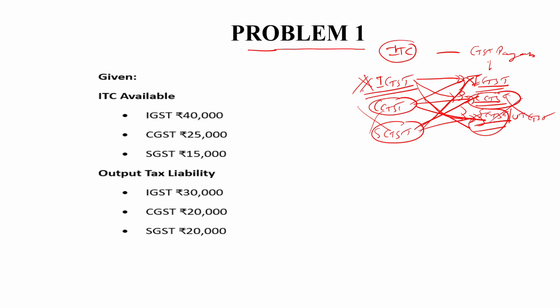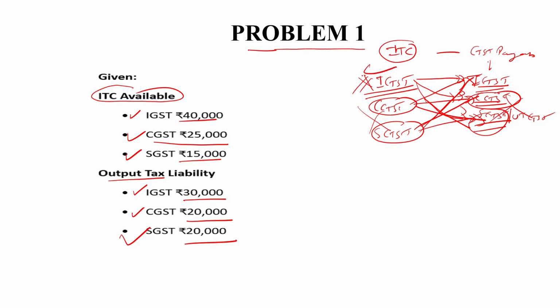So let us start solving problem number 1. In this problem number 1, a simple example is given. The ITC available, that is the input tax, is IGST of 40,000, CGST of 25,000, and SGST of 15,000. And the output liability, the tax payable, is IGST 30,000, CGST 20,000 and SGST 20,000.